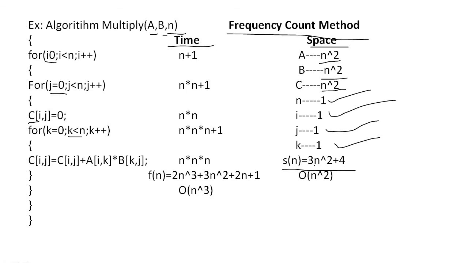In this expression, the variable is n. What is the highest degree of this variable? That we consider as the order of this function. So, Big O of n square.